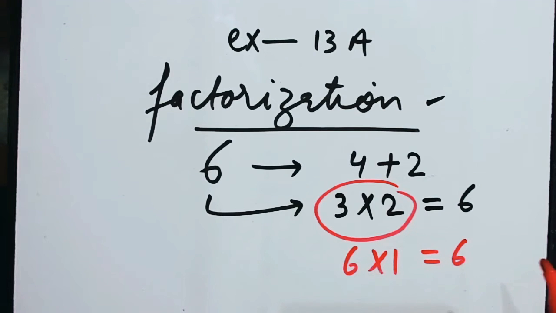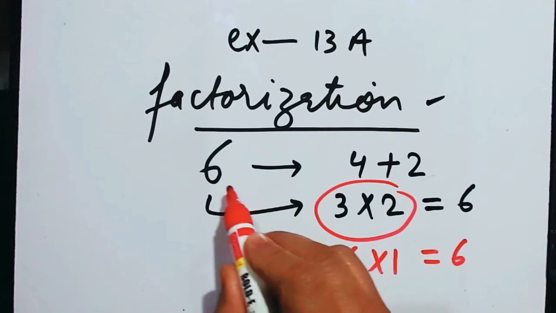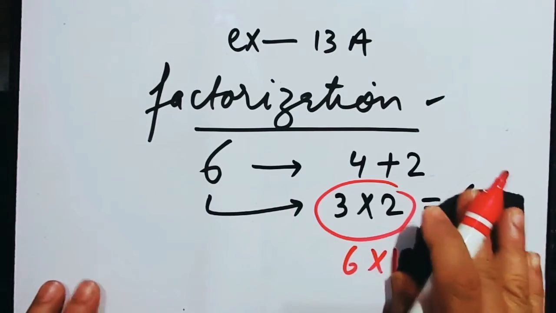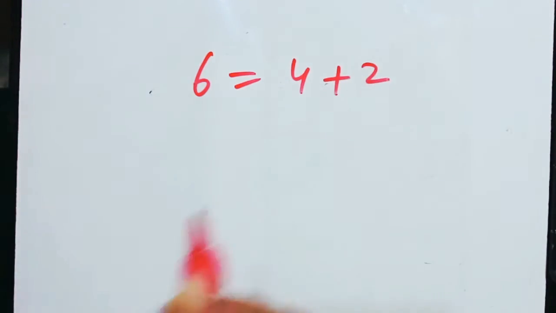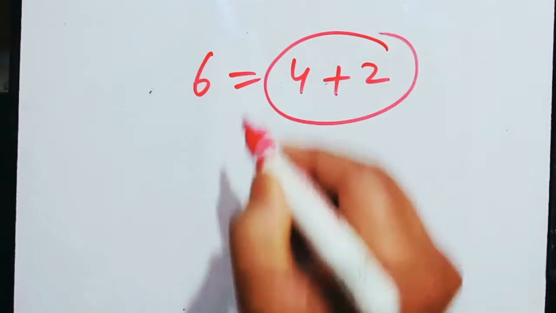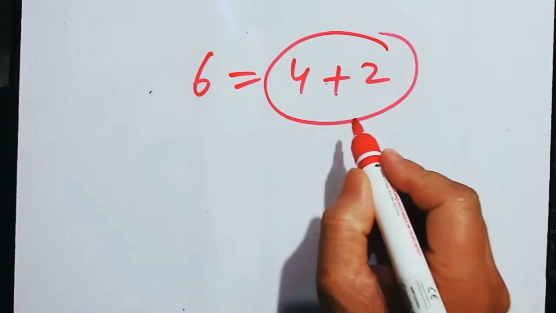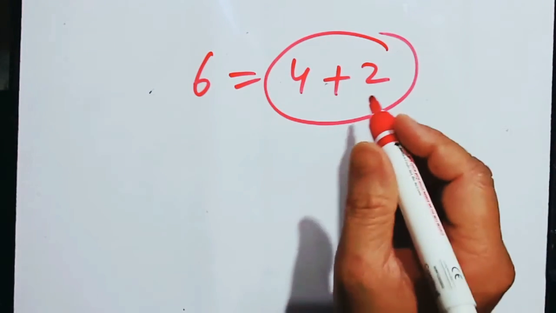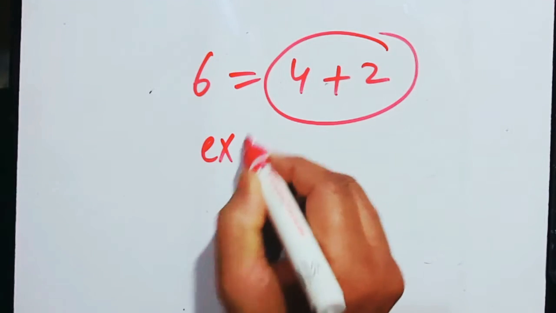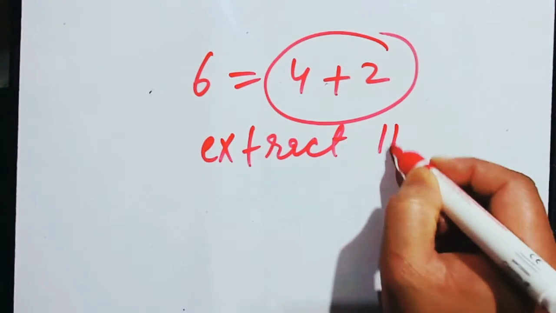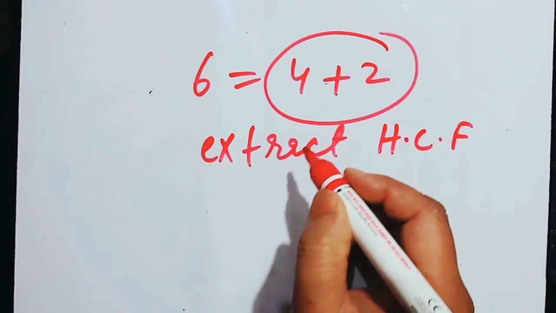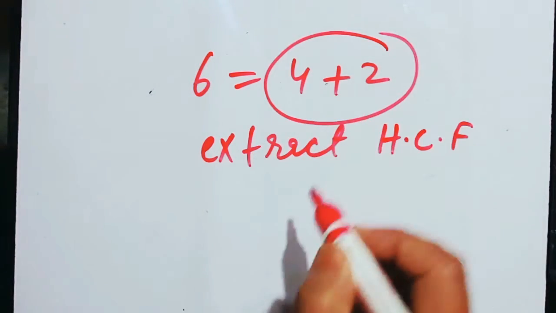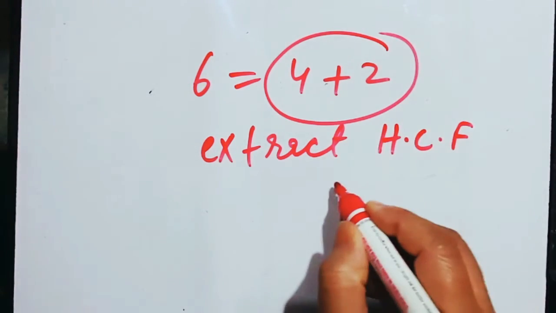Now, if we get 6 as 4 plus 2, now your 6 is equal to 4 plus 2. Now, this 4 plus 2 is to be broken into its multiple. Means two numbers should be in the form of multiplication. So what are we going to do? We are going to extract the HCF, highest common factor. So till now I hope you know how to find out the HCF of 4 and 2. So the HCF of 4 and 2 is 2.